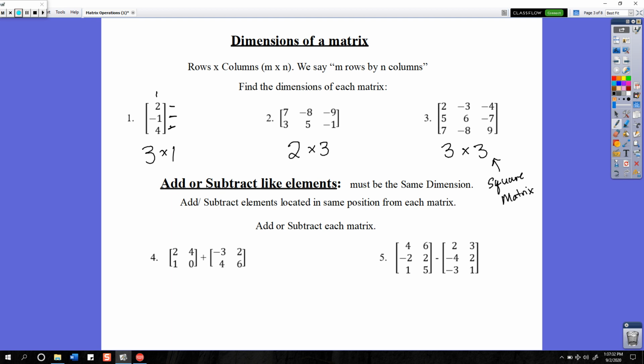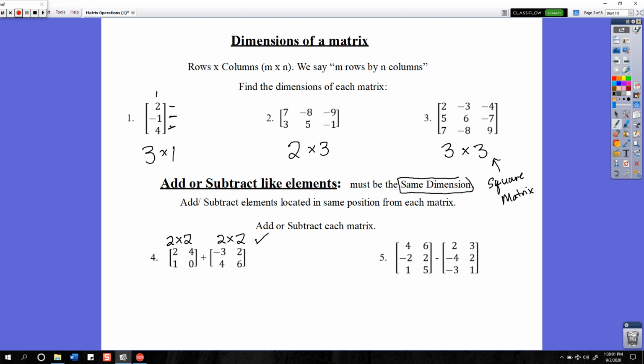Now, once I have the dimension, I can start doing some operations. First, let's look at adding or subtracting. In order to add or subtract 2 matrices, they must be the same dimension. So always start there. Looking at number 4, let's find our dimensions. The first matrix is a 2 by 2. Second matrix is 2 by 2. And since they're the same, I can add them.